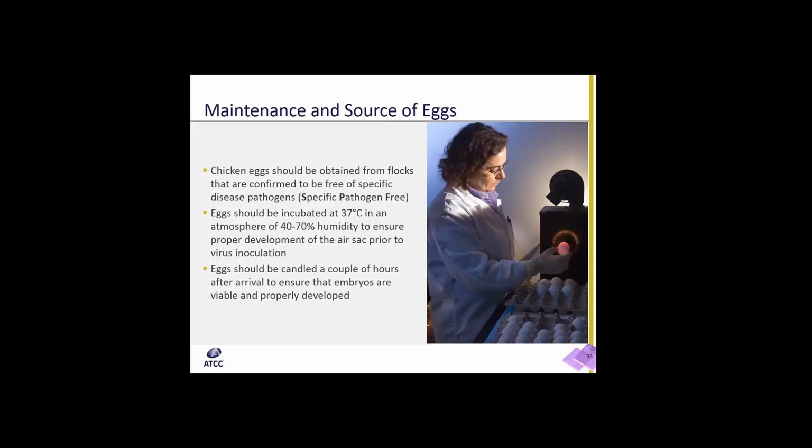Upon arrival, eggs should be incubated at 37 degrees in an atmosphere of 40 to 70% humidity to ensure proper development of the air sac prior to virus inoculation. Eggs should be candled a couple of hours after arrival to ensure that embryos are viable and properly developed.